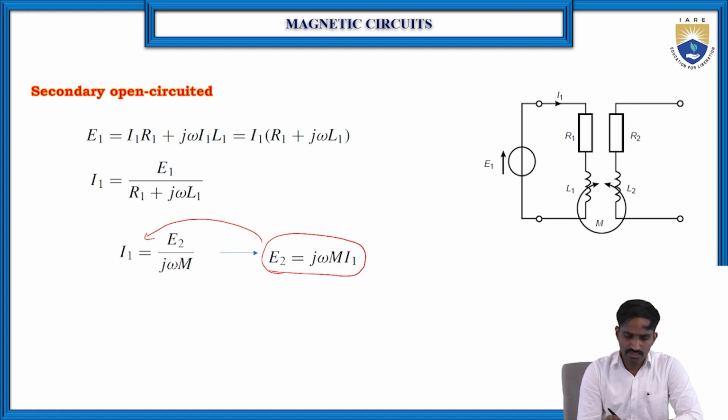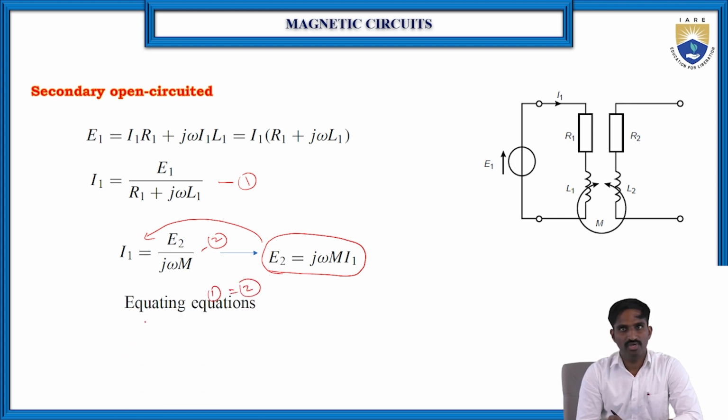Then E2 by j omega M, this is also I1. I1 is equal to E1 by R1 plus j omega L1. So this equation 1 and this equation 2 both are representing the same I1, so that we can equate equation 1 equal to equation 2.